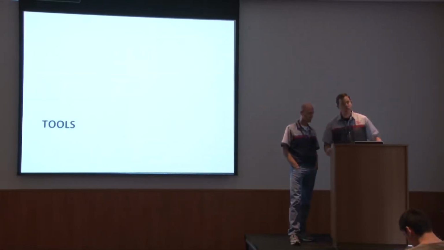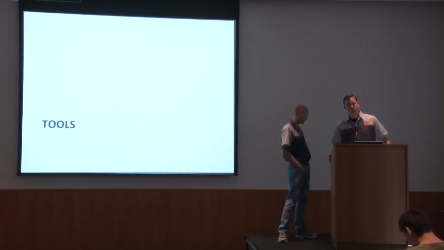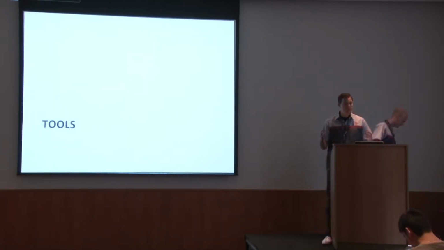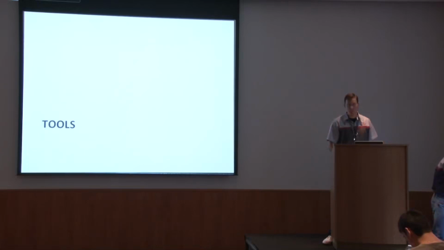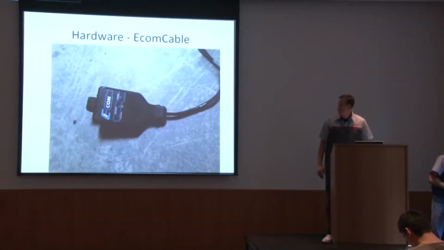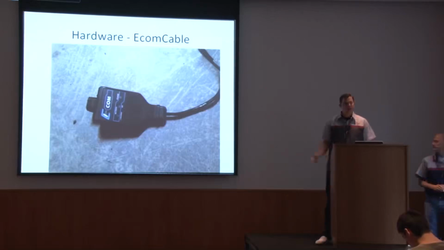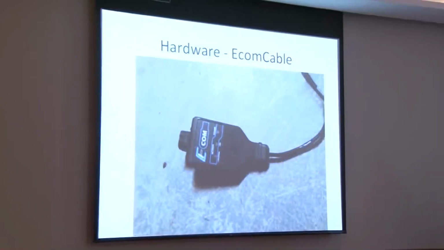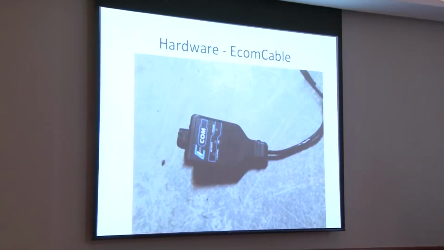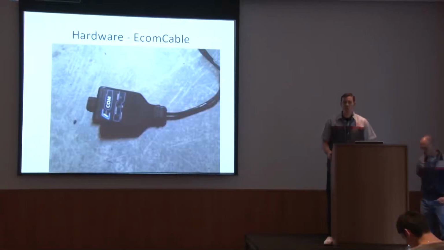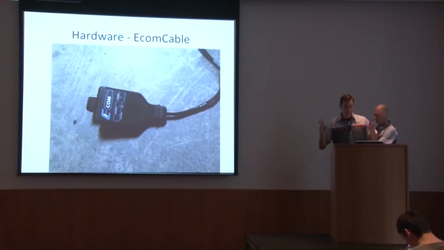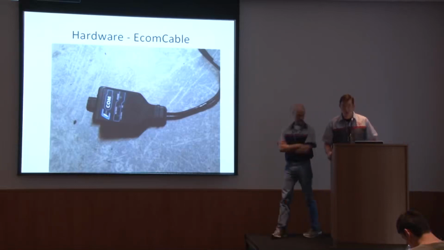All right, so now we're going to talk about the tools that we use, mainly the physical tools that we use to perform the functions. The first thing we used is a thing called an ECOM cable. You can buy the regular cable, I think, for like $150 US. You can also buy a special Mechanics Edition for $1,200.